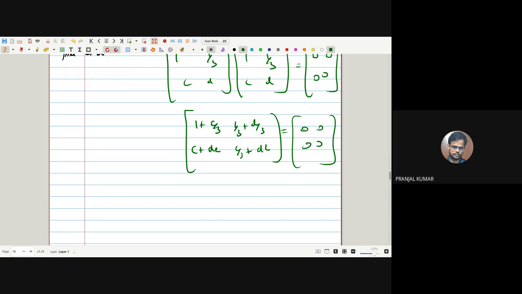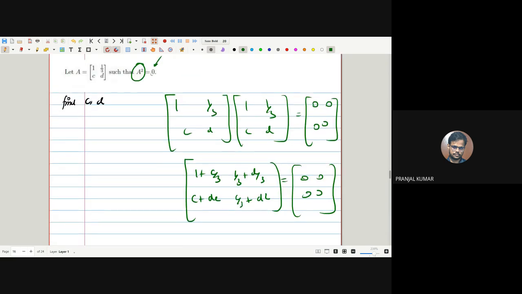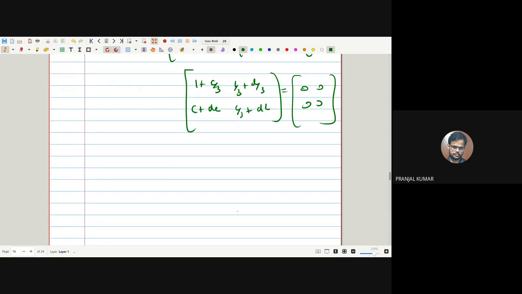Now see, first of all, c is nothing but minus 3. Yes or no? From this first equation. So there are four simultaneous equations. One more thing, whenever you have a matrix like this, there are four simultaneous equations.